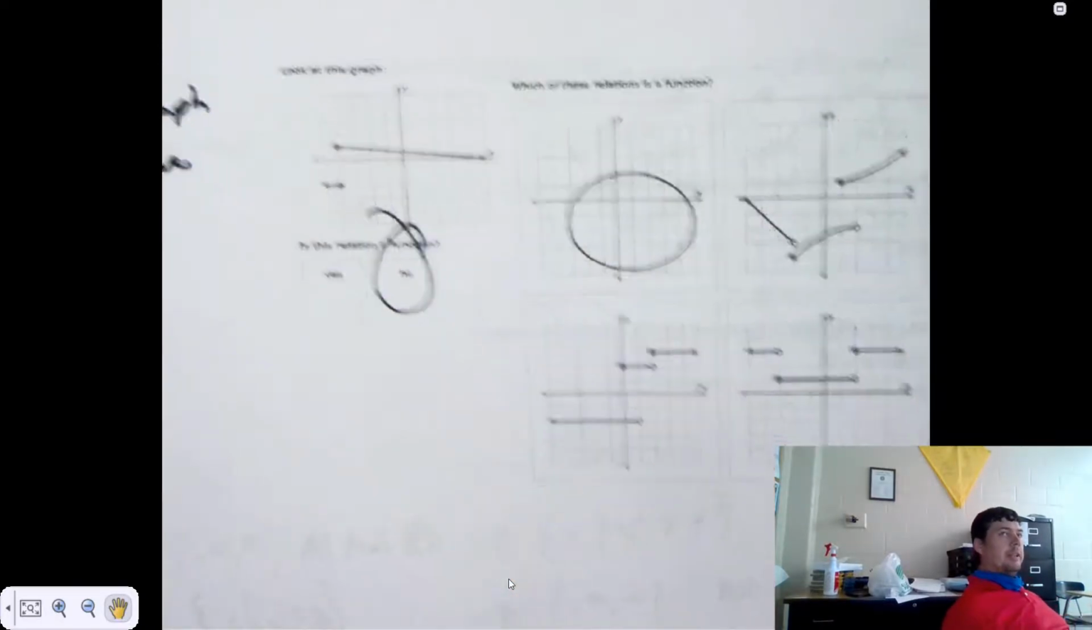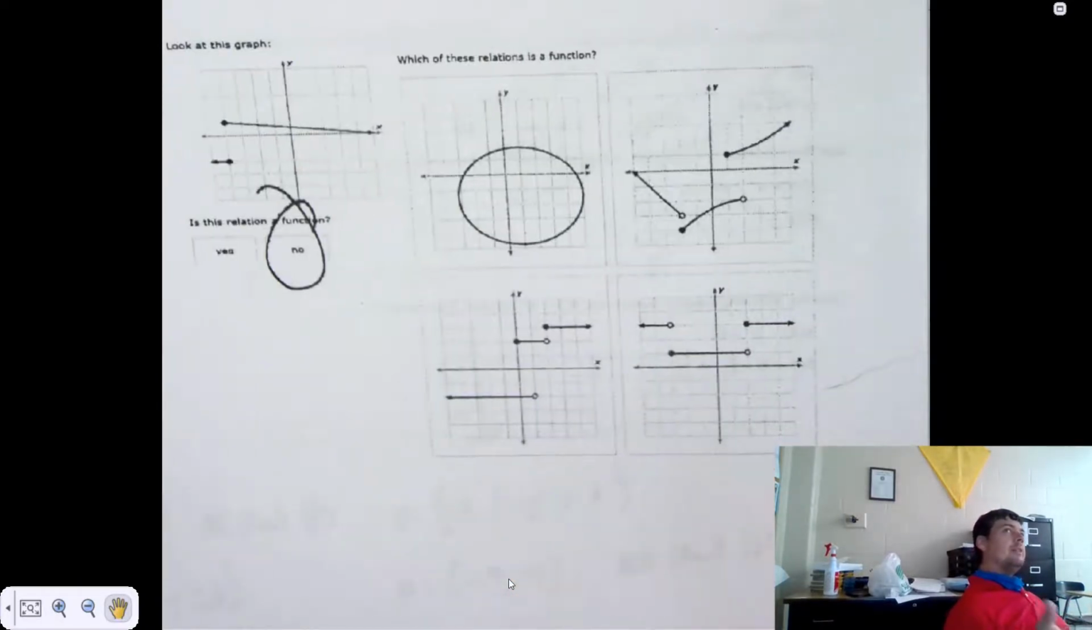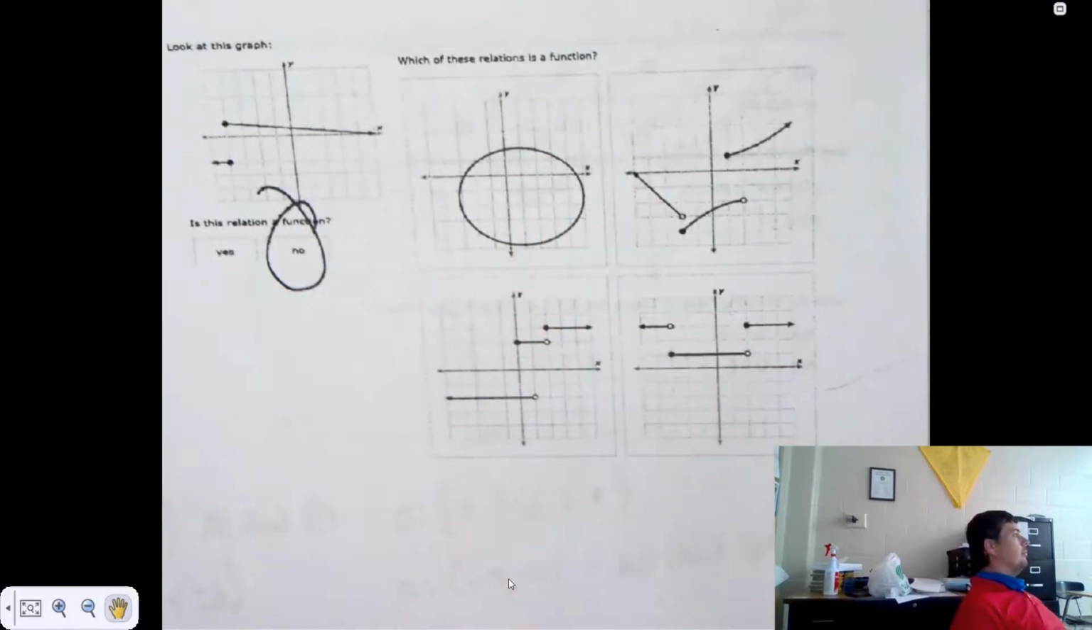I think once you get in the 80s or maybe the 90s, they start throwing this at you. It might be in the 70s, I don't know, but it's basically multiple choice. Is a circle a function? No.